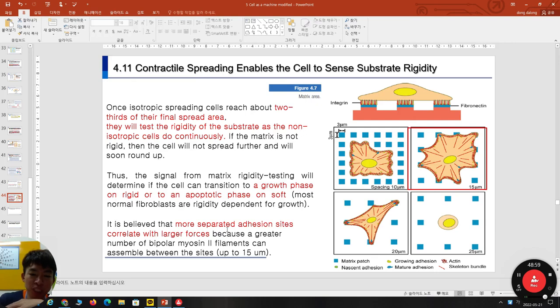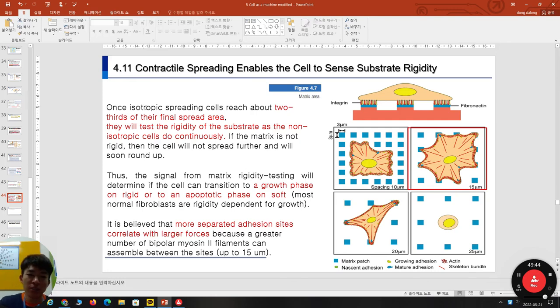It's believed that more separated adjacent sites correlate with a larger force because a greater number of bipolar myosin II filaments can assemble between the sites. So which means that, up to this point, compared to a 10 or 15 distance, they can make more spreading because they can generate more power. So 5, 10, 15, it is a one-direction correlation. But after a certain threshold, the cell cannot spread anymore. Okay?